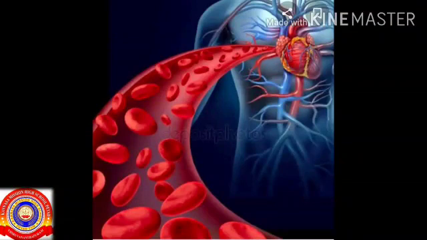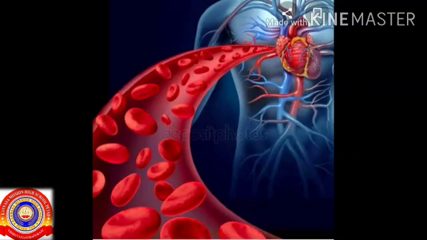Our next topic is blood clotting. Blood clotting is a defense mechanism to prevent the loss of blood through wounds. In this process, fibrin, a plasma protein, forms a fibrous network. Blood cells get entangled in the network to form a blood clot.